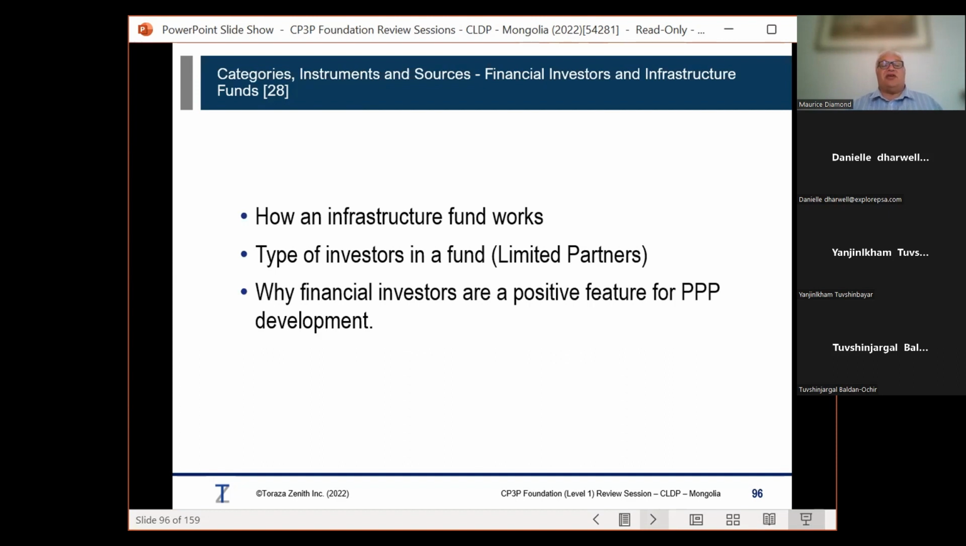The types of investors in a fund, they're limited partners. So basically, like any other investor, their liability is limited. They're known as an LP, a limited partner. Now, why are financial investors a positive feature for PPP development? Well, basically, normally our investors might be construction companies, facilities management companies, and the money that's put in as equity, there'll only be a finite amount of that money available from the corporate.